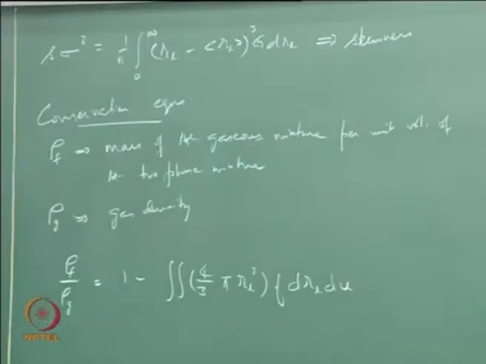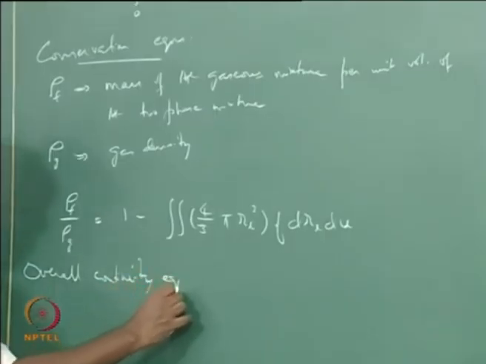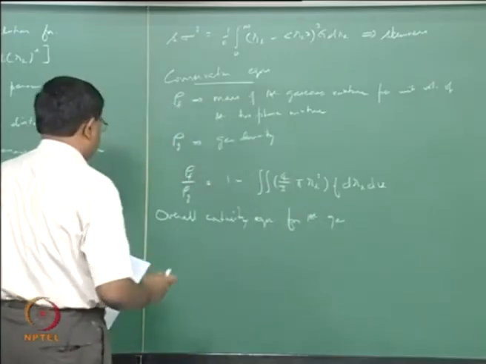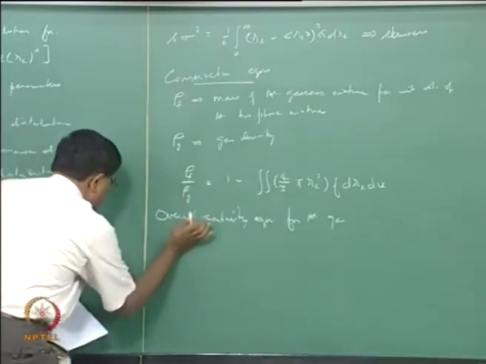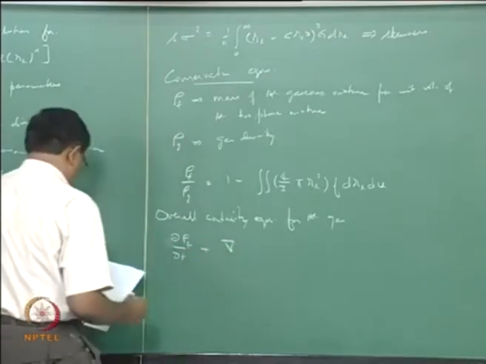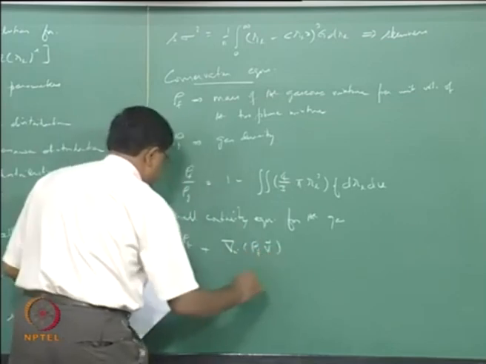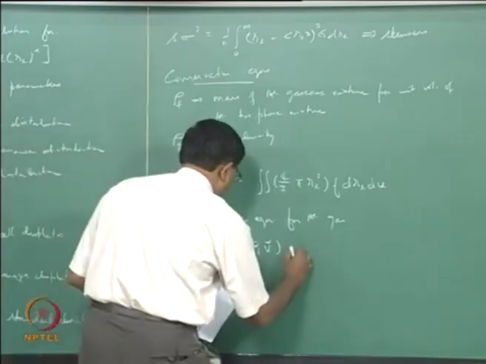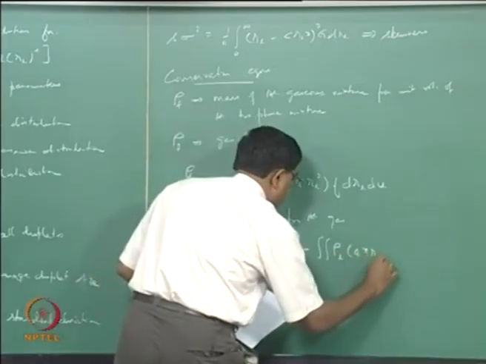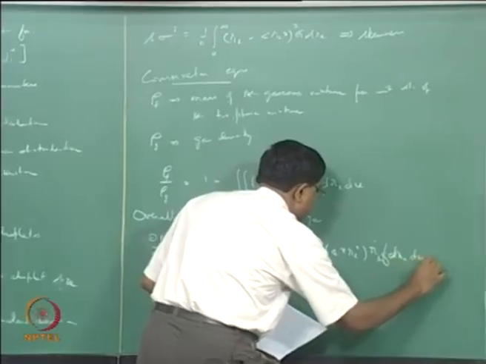Then the overall continuity equation for the gas is: partial derivative of rho f with respect to time plus divergence with respect to x of rho f v vector is equal to negative double integral rho l times 4 pi RL squared RL dot f dRL du.